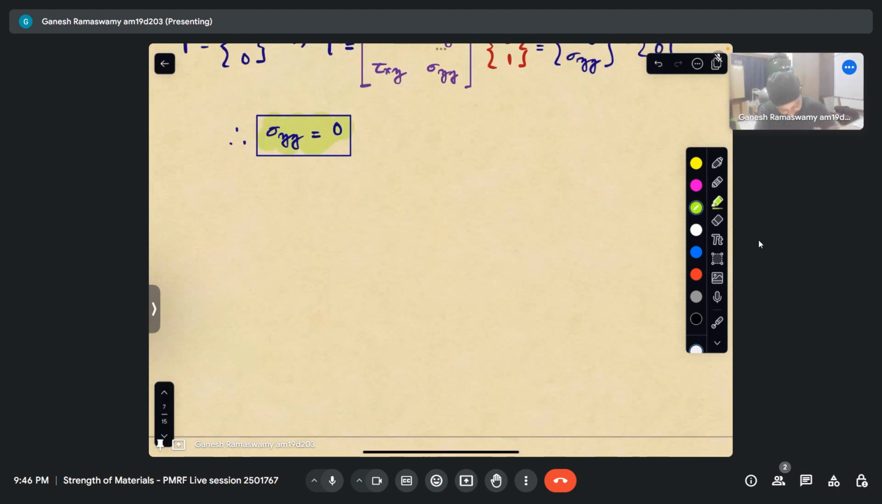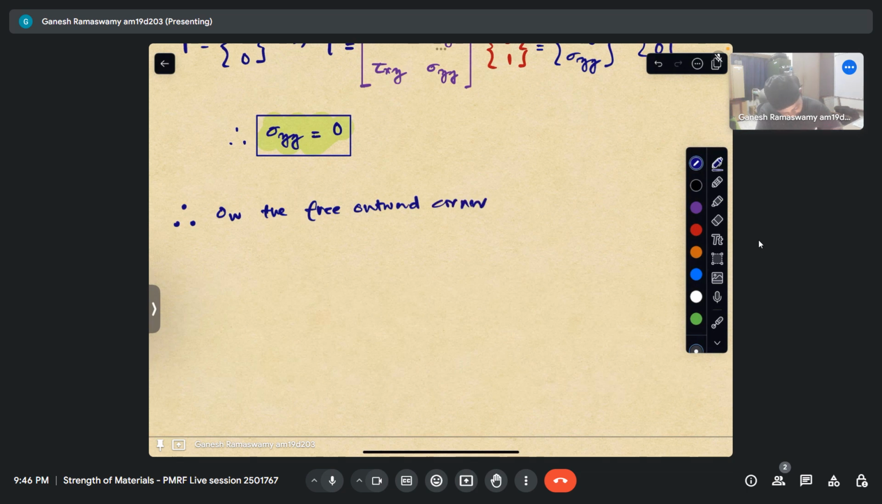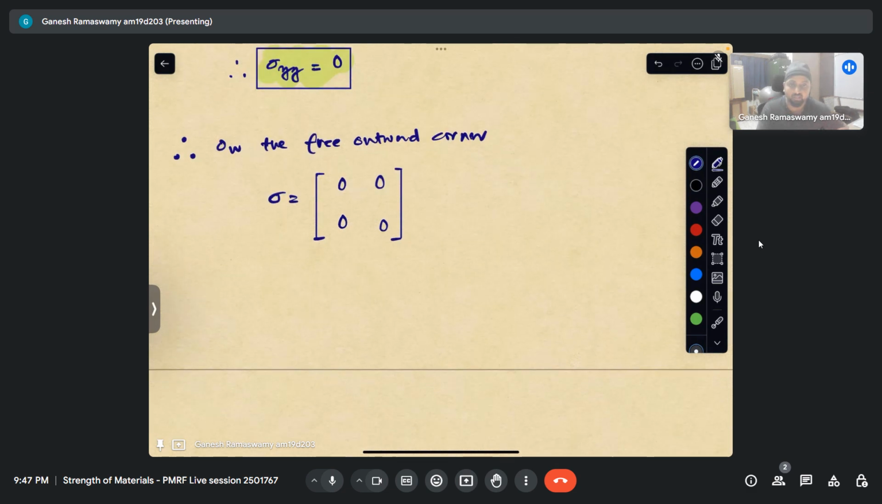So therefore, on the free outward corner, my stress tensor is sigma xx equaling 0, sigma yy equaling 0, and shear equaling 0. In addition to my stress vector being 0, my stress tensor is also 0 on the free outward corner.